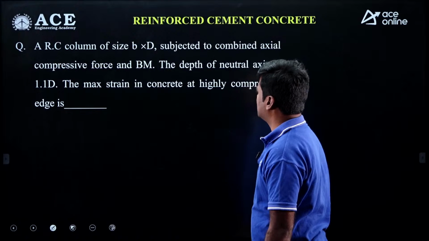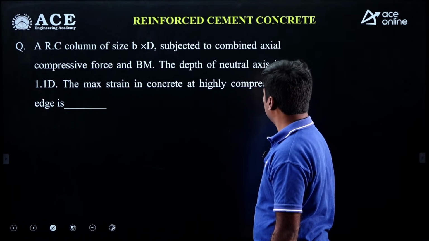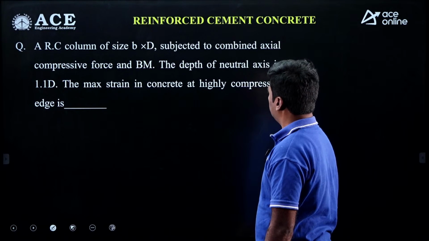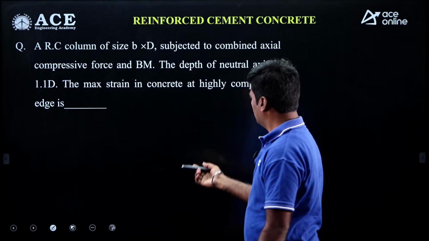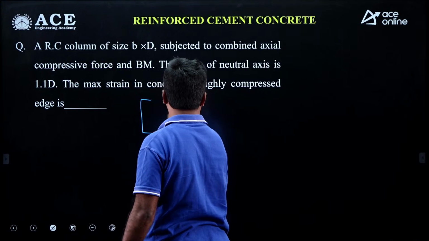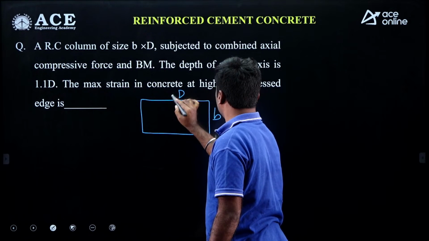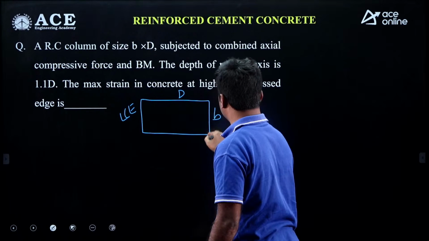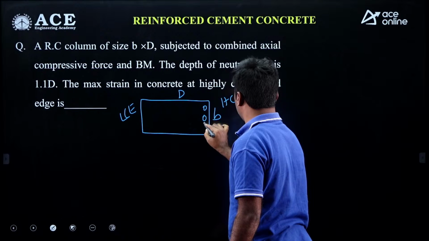A RC column of size B by D is subjected to combined axial compressive force and bending moment. The depth of neutral axis is 1.1 D. The maximum strain in concrete at a highly compressed edge is dash. My dear, this is the column, its size is B by D. Consider this the least compressed edge, and this the highly compressed edge. These are the steel bars.